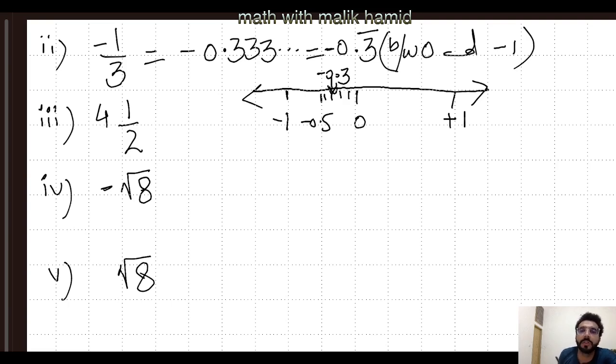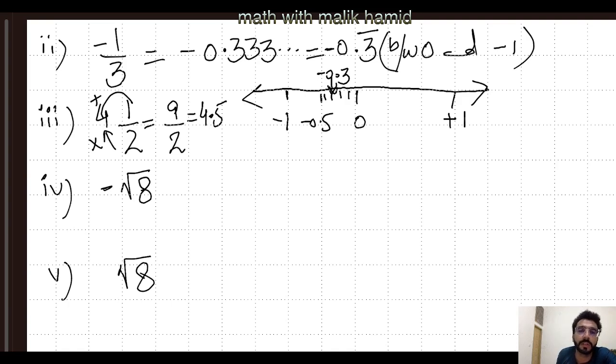Next question is 4 whole 1 by 2. It's a mixed form of fraction. How do we solve it? As you already know, we multiply the denominator with the whole number: 4 times 2 is 8, plus we add 1, we get 9 by 2. When we divide 9 by 2, we get the answer 4.5. It's a simple question, hope you can do it by yourself. Move to the next question.